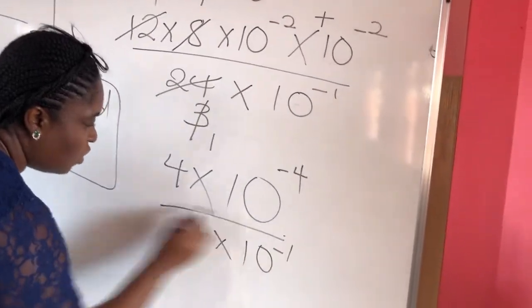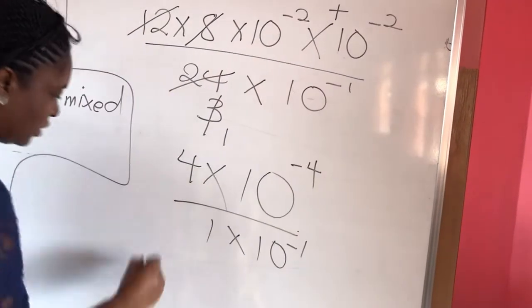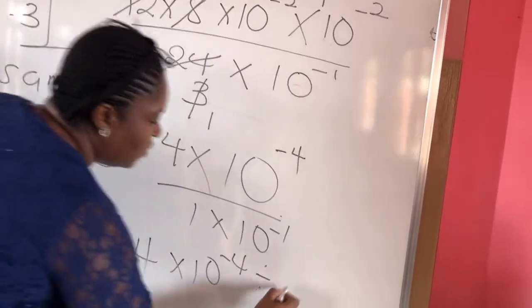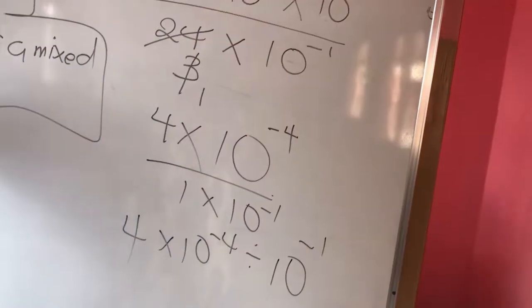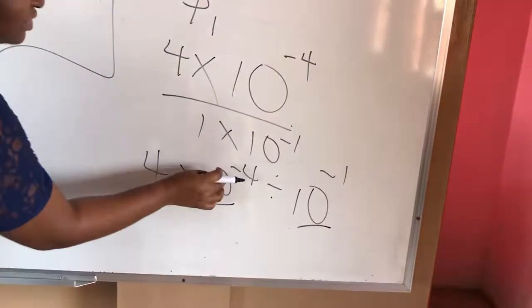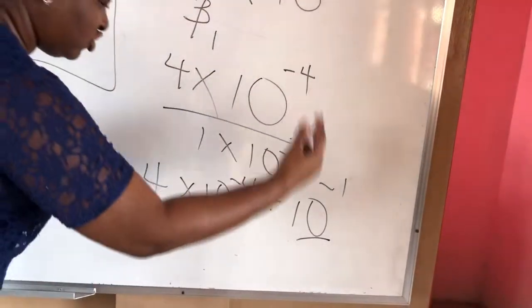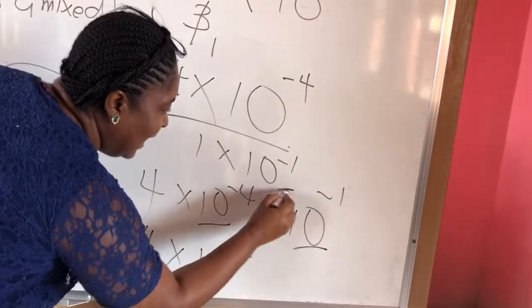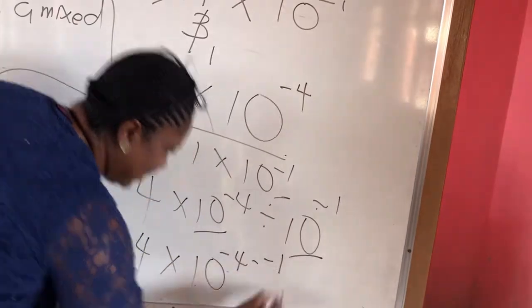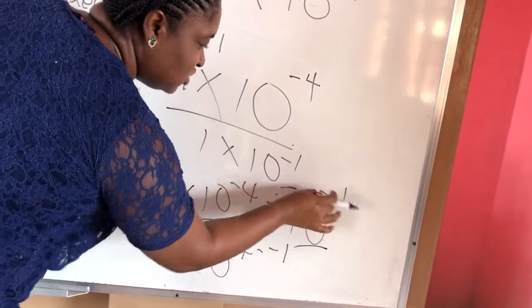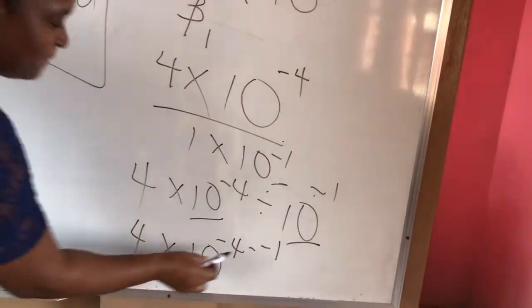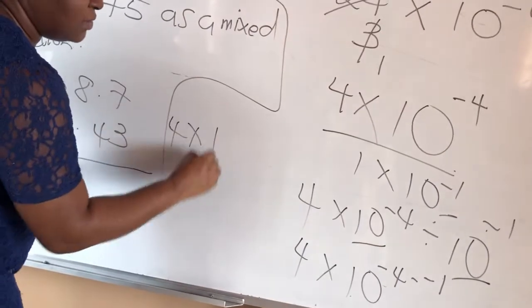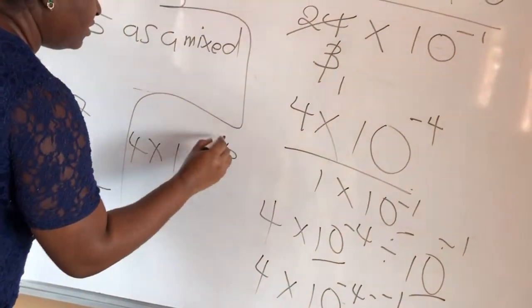Then you know that this over is the same as division. So you can come here: 4 times 10 raised to the power negative 4, all divided by 10 raised to the power negative 1. Numbers of the same base, when they are divided, what do you do to their power? You subtract. So you have 4 times 10 to the power negative 4 minus negative 1. When minus and minus come together, you get a positive. So you have 4 times 10 raised to the power negative 5.